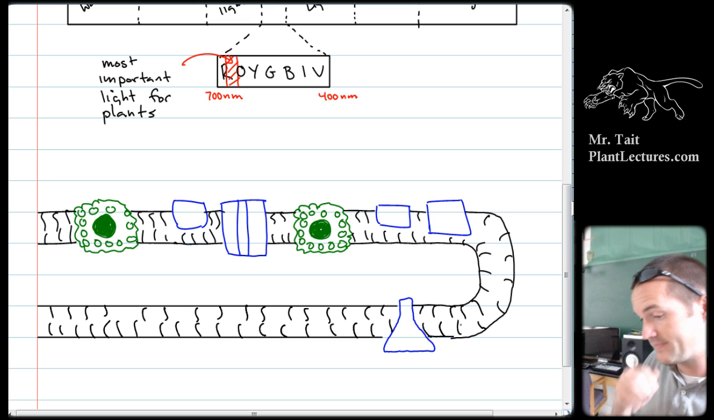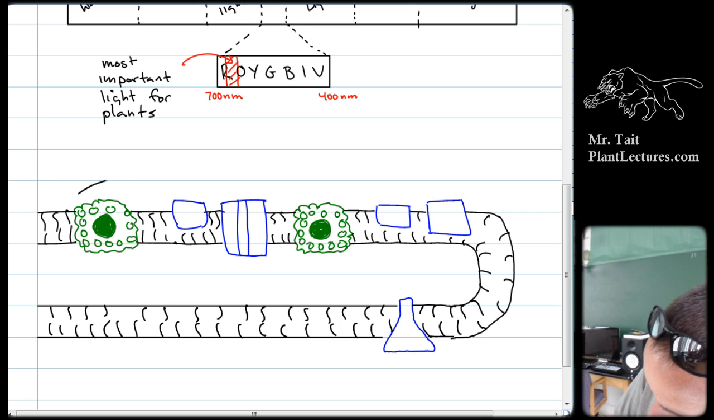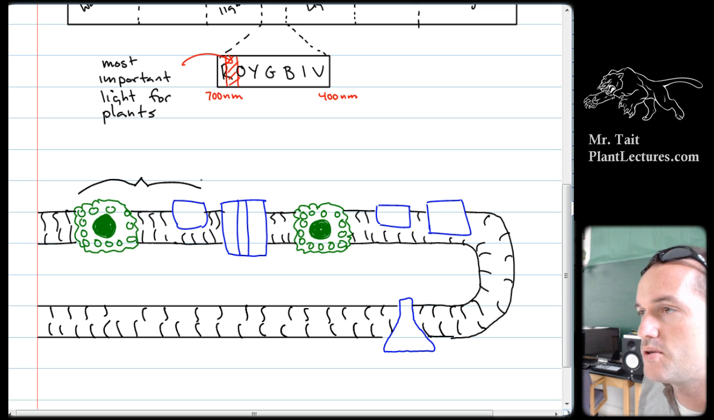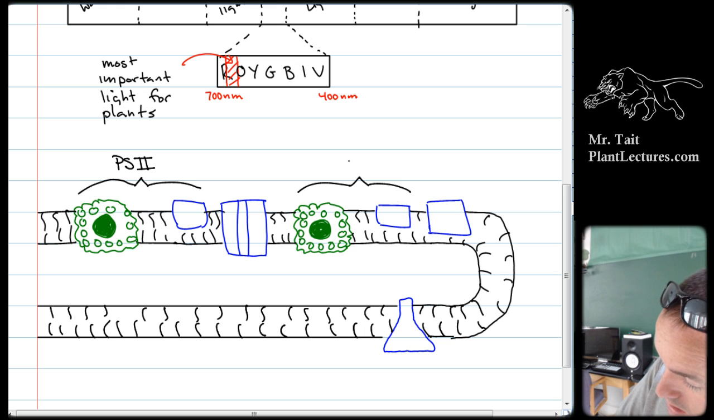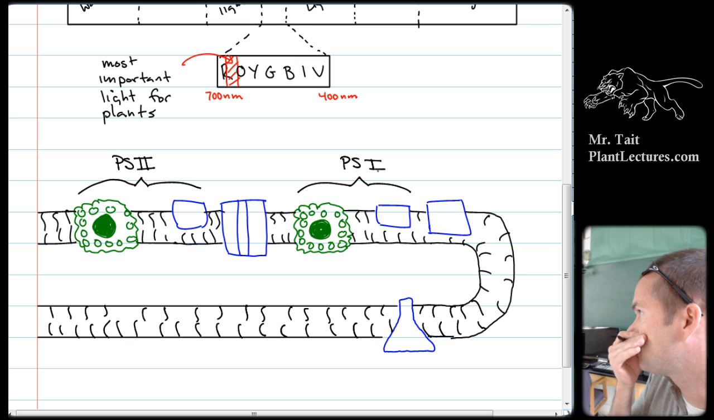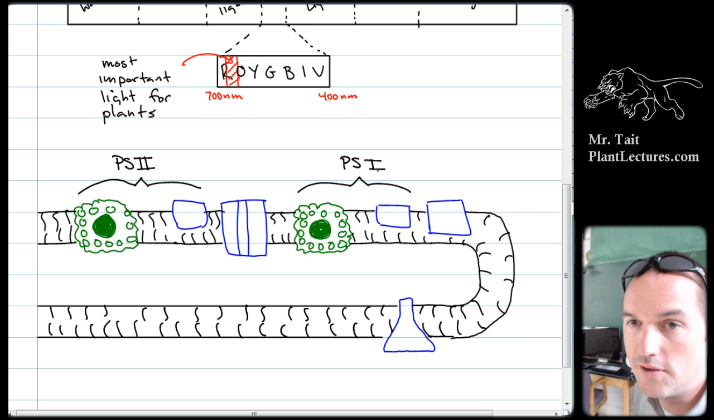All right. So let's label some stuff. This area here is an area that's called photosystem 2. Okay, and we are just going to abbreviate it up here. We'll write it down below. This is PS2. Okay, this area right here is called PS1. And you might immediately say, well, that's stupid. Why does PS1 come after PS2? And the answer to that is because it's stupid.